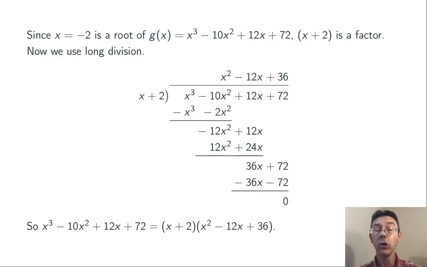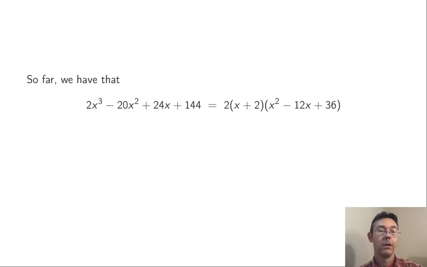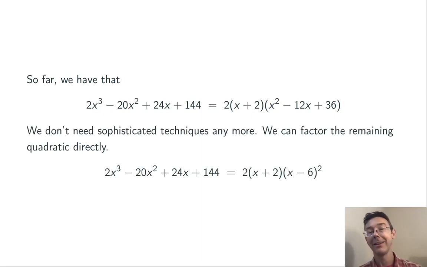And therefore this cubic can be written as x plus 2, the factor I started with, times x squared minus 12x plus 36, the factor I got after doing that long division. Now I'm down to a quadratic that I can factor just using my old school techniques. X squared minus 12x plus 36 is x minus 6 squared. Overall, I can factor my original cubic as x plus 2 times x minus 6 squared.